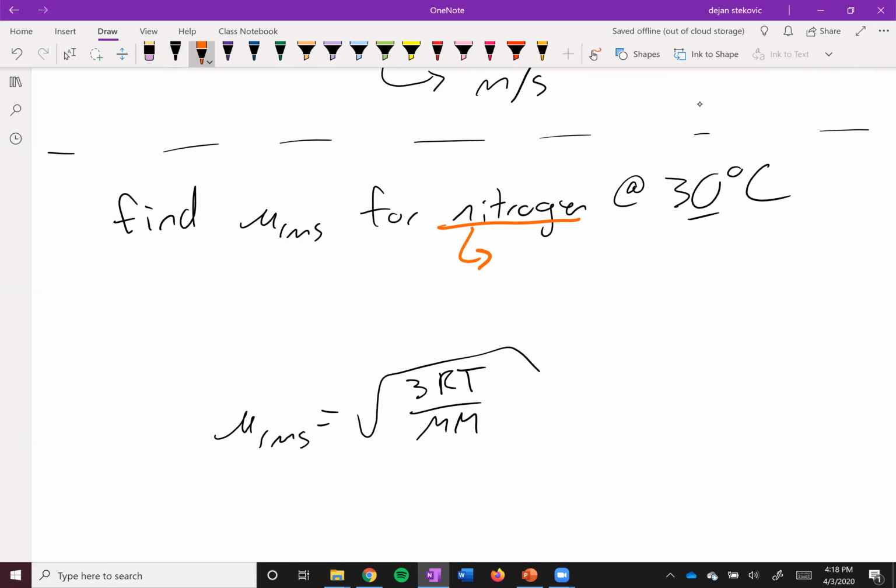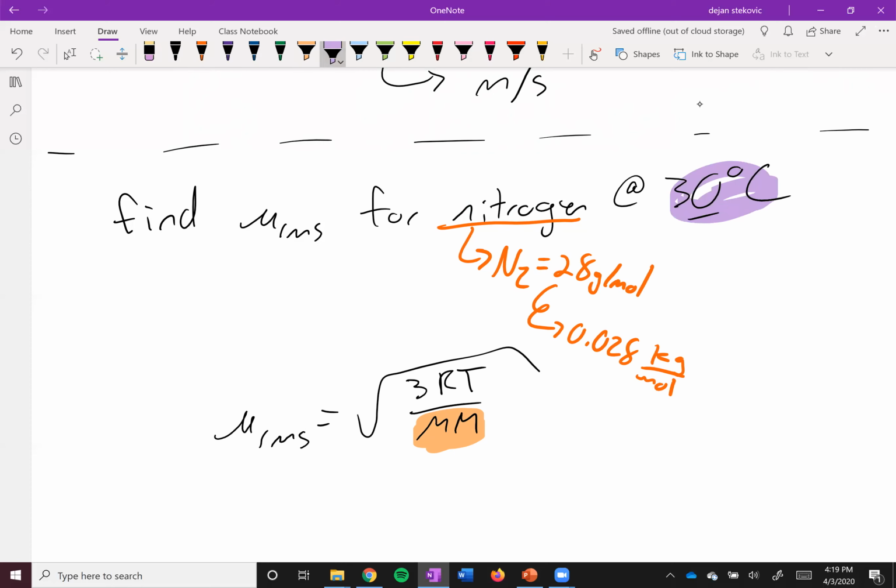Nitrogen, you have to be careful here. Nitrogen is a diatomic gas, so when someone says nitrogen, they really mean N2. They don't mean nitrogen by itself. If you look up the molar mass, that's 28 grams per mole. But remember, this molar mass has to be in kilograms per mole, so you need to convert this to 0.028 kilograms per mole.